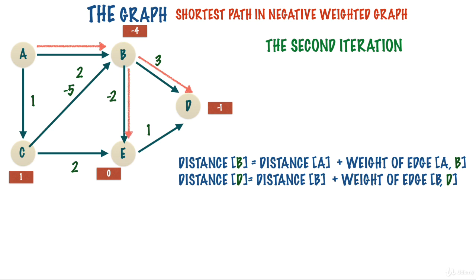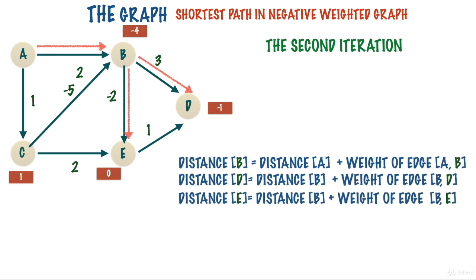Let's go on and explore the next edge between B and E. Here, once again, we have a new distance to E. B is -4 and the edge between B and E is -2, which gives us a new distance of -6.